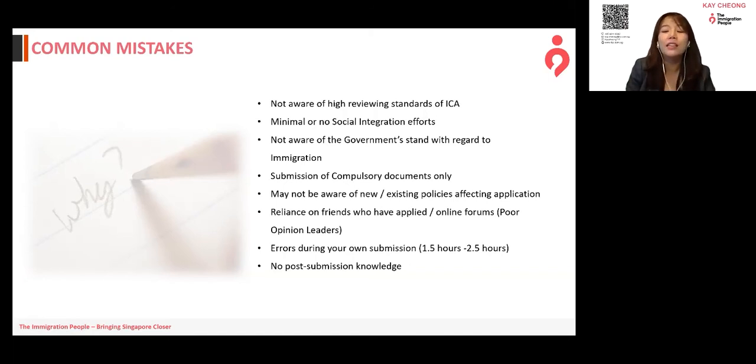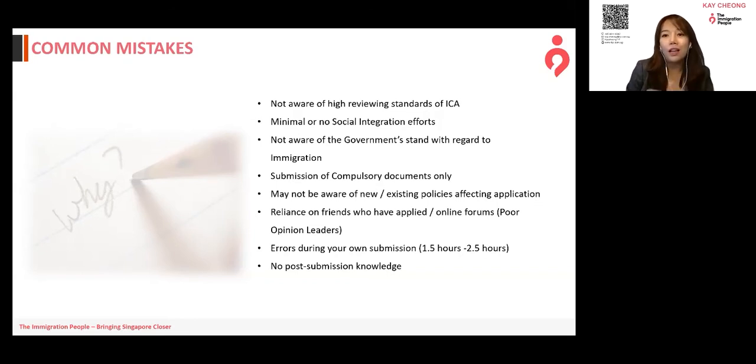Now, the first one: not being aware of the high reviewing standards of ICA. For your information, the moment ICA looks at your profile, you will go through the initial screening stage, where they are only focusing on your forms and documents to make sure that everything is tip top. Let me share a quick example. Some Indian nationals do not have any birth certs. School certification is recognized in India. Unfortunately, it is not recognized in Singapore.